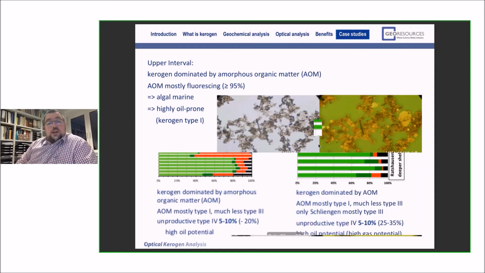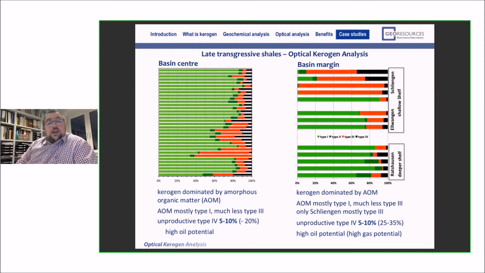And we see here, again, the basin center and the basin margin. And we see here again the area with this huge amount of amorphous organic material, which is mainly highly oil-prone Kerogen type 1. And so the whole system is a highly oil-prone, oil-producing shale system. And the net TOC is very similar to the total TOC because the inertinite, the type 4 Kerogen, is very low. It's about 10% maybe.